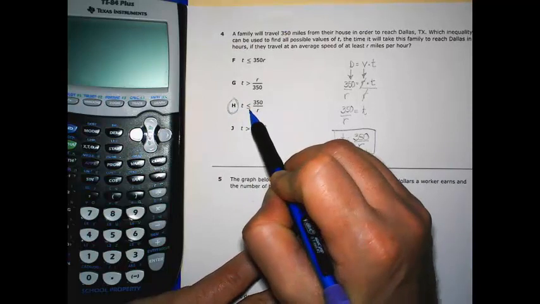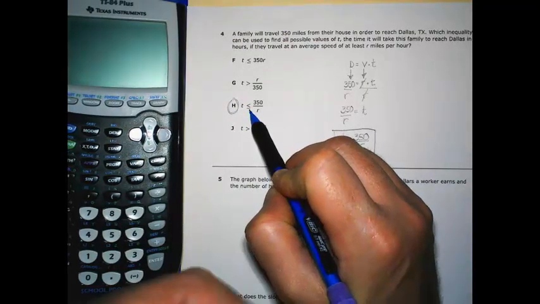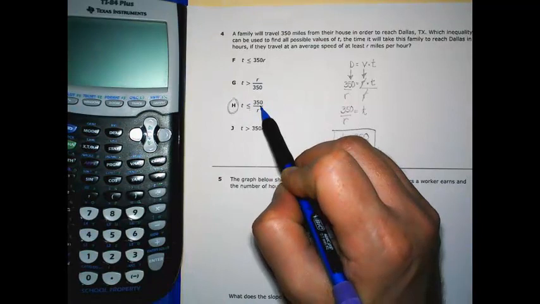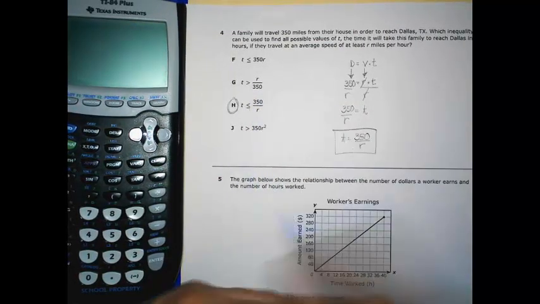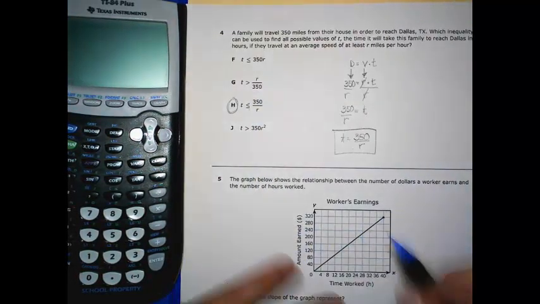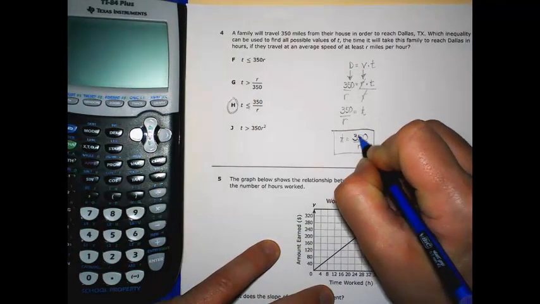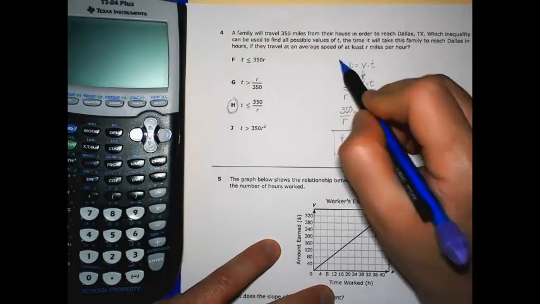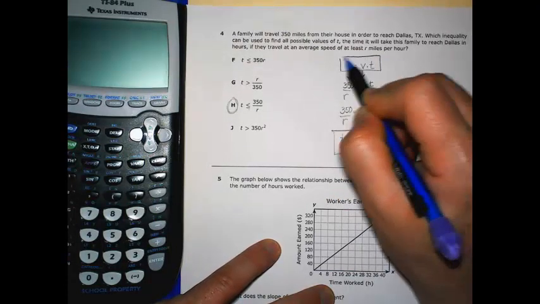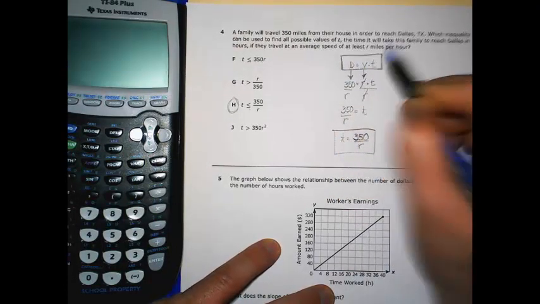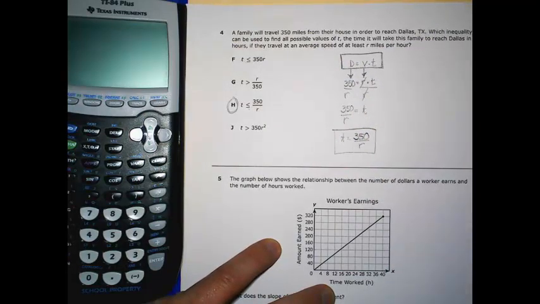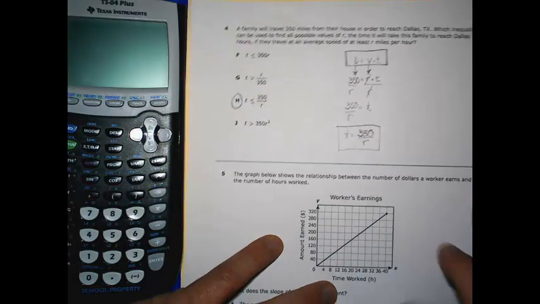Now the inequality sign, it makes sense: the time has to be less than or equal to this amount because I'm not going to travel any longer than that. So for this particular problem, you have to remember this formula: distance equals velocity times time. Alright, very well. Let's go on to the next one.